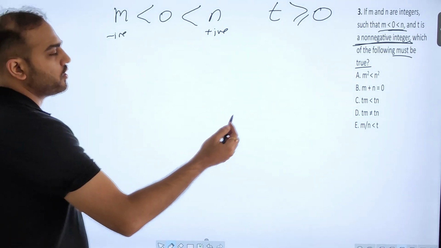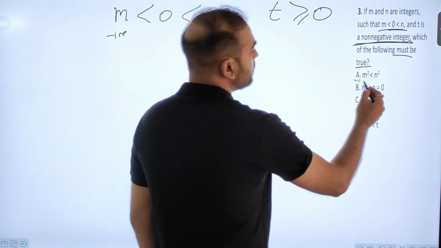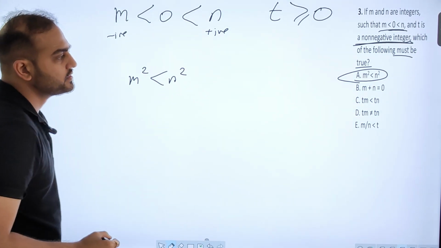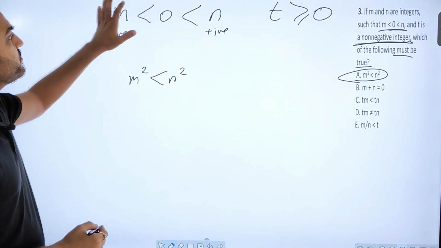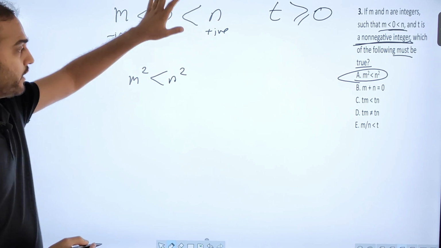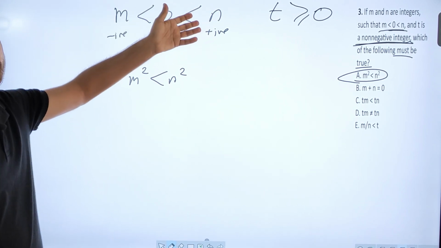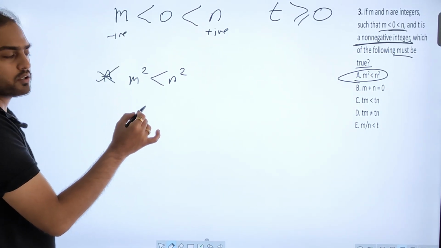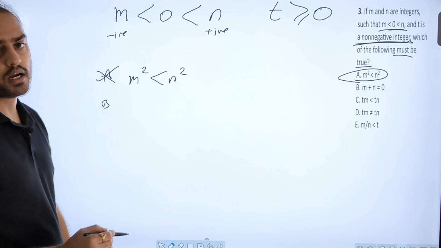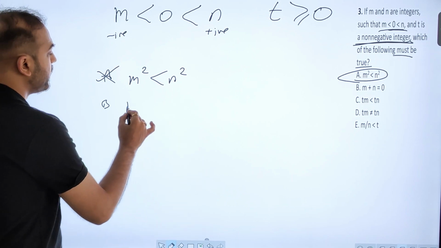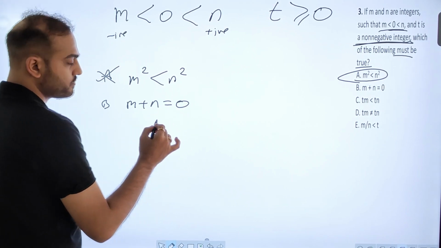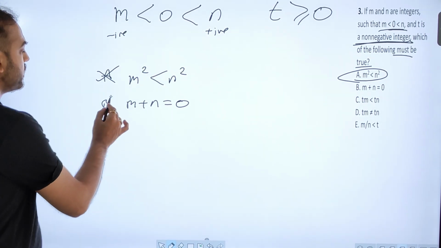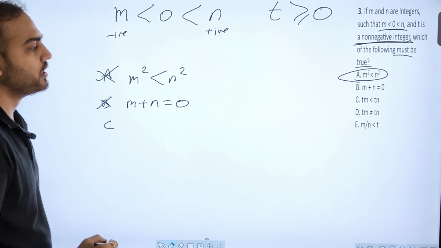Now if you look at option number 1, we have m square less than n square. Again, I know m is negative, I know n is positive. I know the square of both of these is going to be positive. But again, which one will be greater? I don't know that. So it cannot be my answer. Similarly, m plus n is 0. I don't know whether they are of equal value or not. So again, cannot be my answer.